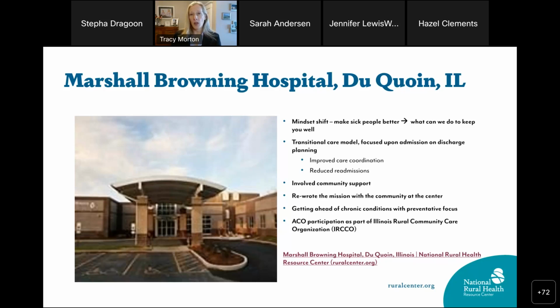They've involved the community into their support, and as such, they've actually rewritten their mission statement with the community at the center. So getting back to the heart of why the hospital was there to begin with. And they're working to get ahead of some of the chronic conditions with really a prevention focus. And they are participating in an ACO located in Illinois that is affiliated with a variety of different rural facilities there in the state of Illinois itself. So more of a geographic ACO that's affiliated with a large national rural ACO.